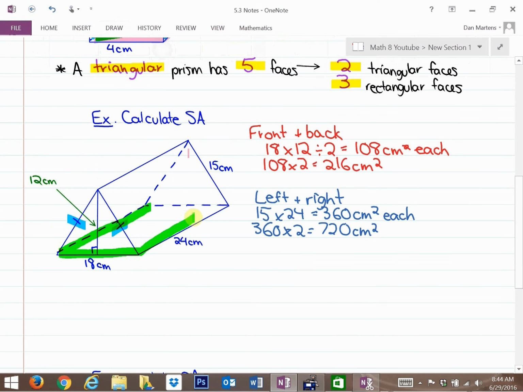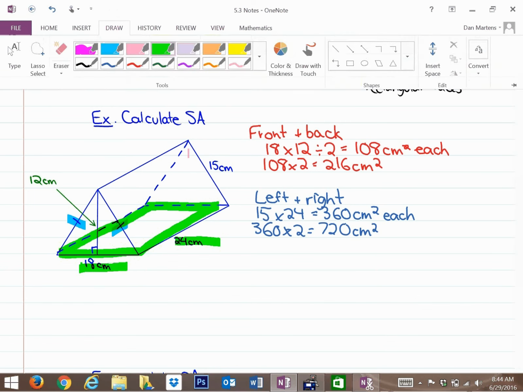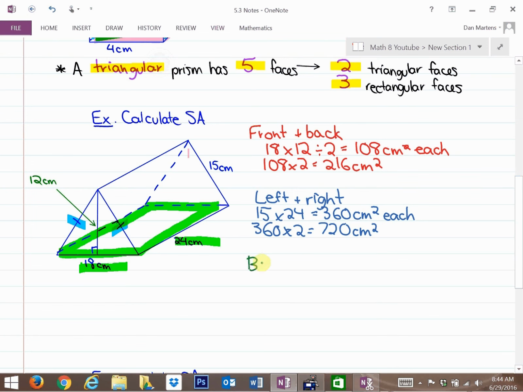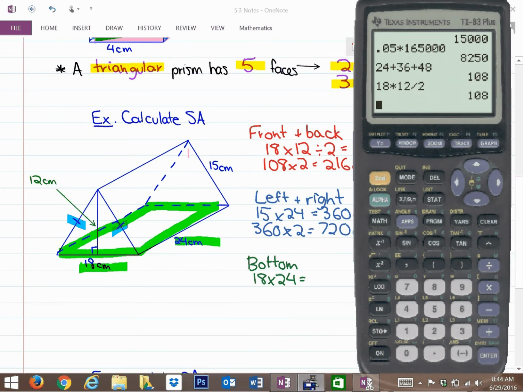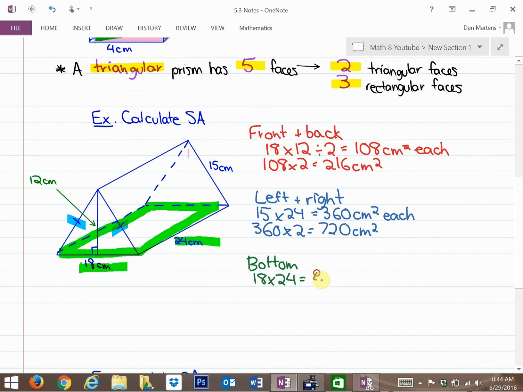And the bottom here, if you look at it carefully, is a rectangle, and the measurements to calculate that area are 18 times 24, and there aren't 2 of them. So this is just a single bottom, and the bottom is 18 times 24. And 18 times 24 is 432 centimeters squared.